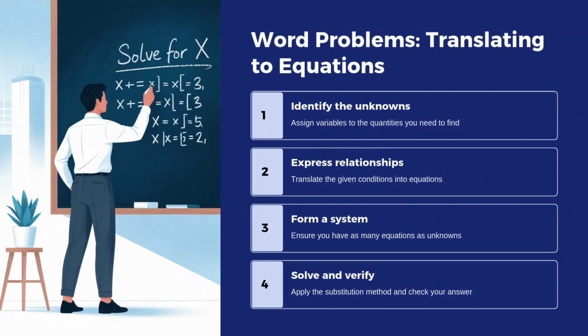Word problems. Translating to equations. Identify the unknowns. Assign variables to the quantities you need to find. Express relationships. Translate the given conditions into equations. Form a system. Ensure you have as many equations as unknowns. Solve and verify. Apply the substitution method and check your answer.